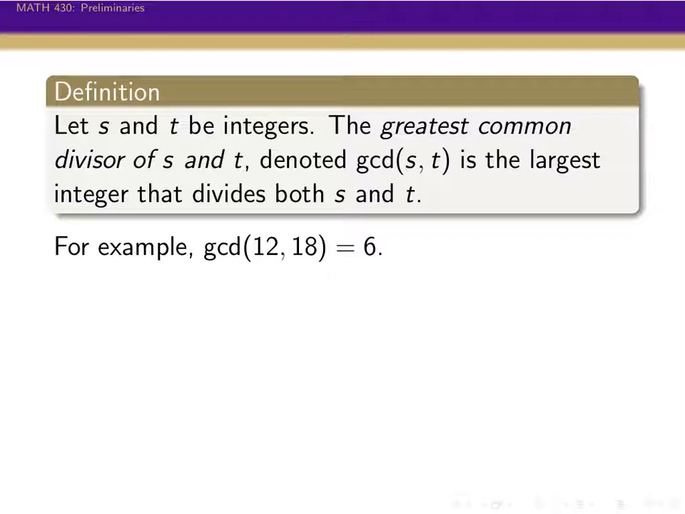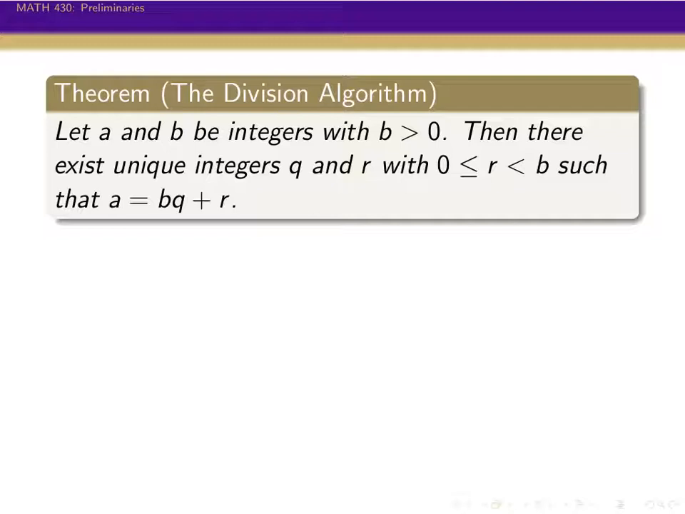Yeah, so for example, the gcd of 12 and 18 is 6. Okay, so now let's move on to the division algorithm. Given two integers a and b, where we want b to be positive, there are unique integers q and r, with r non-negative and strictly smaller than b, such that a is equal to b times q plus r.